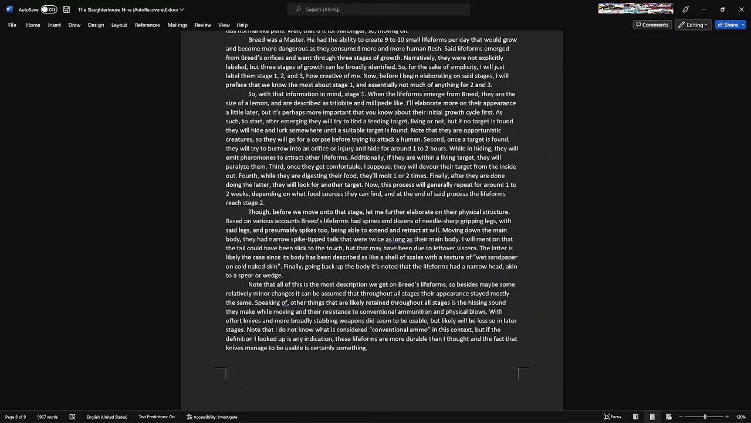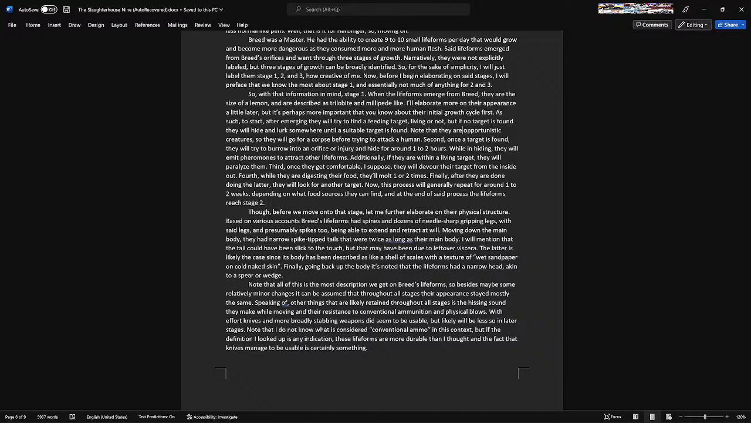They will hide and lurk somewhere until a suitable target is found. Note that they are opportunistic creatures, so they will go for a corpse before trying to attack a human.